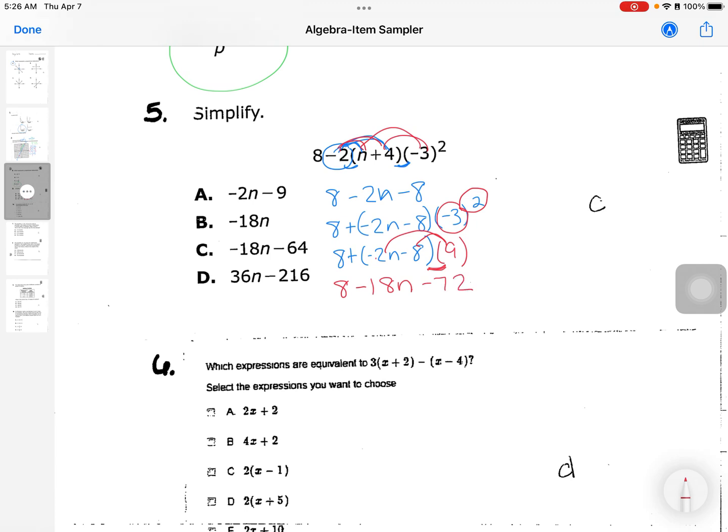So now if I combined my like terms, what would I get to get a simplified expression? If you came up with negative 18n, because remember, it's the only one that has the variable, I can combine the 8 and the negative 72. If I'm at 8 and I take away 72, I'm now at negative 64. So the answer for this one would be C.